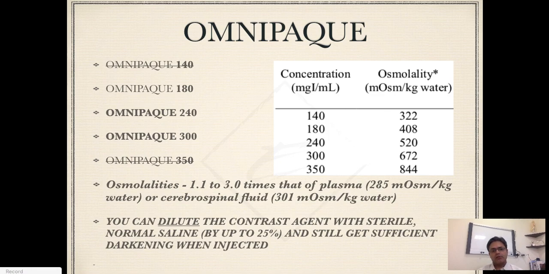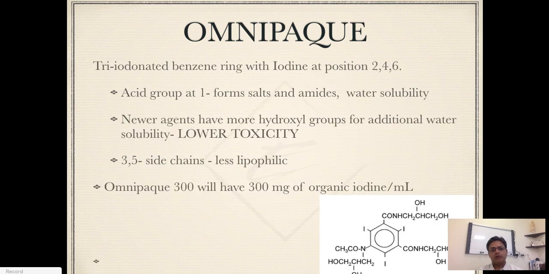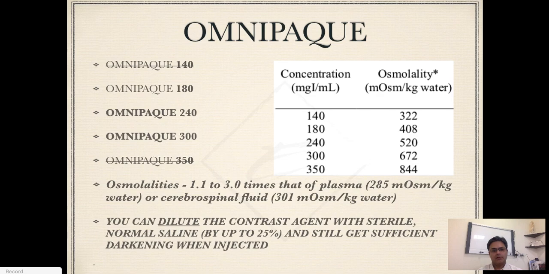Of these, I specifically have used 240 and 300. When we talk about 240 or 300, what we mean is the strength of iodine per ml. So we're talking about milligrams of iodine per ml of the contrast agent. So 240 would have 240 milligrams of iodine per ml of contrast agent. So as the iodine concentration increases, so does the osmolality.